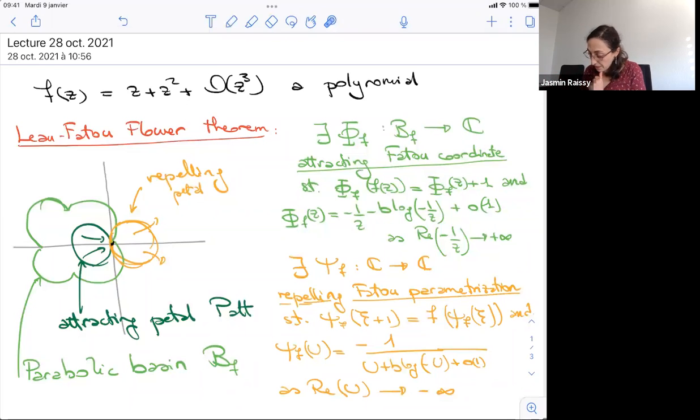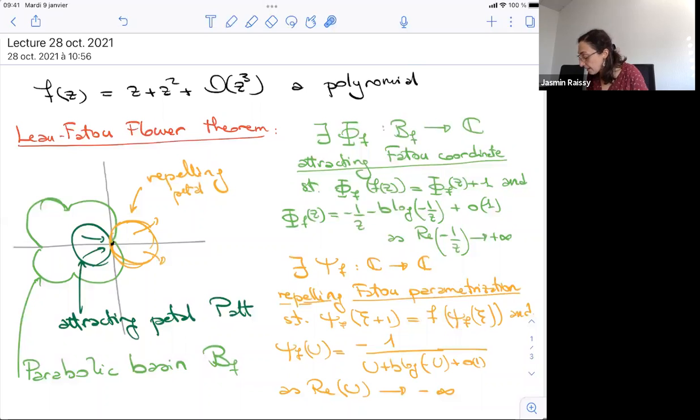And we also have this, so in here we had the repelling Fatou coordinate, meaning the attracting Fatou coordinate for f inverse. And so taking a local inverse, well, I didn't prove anything, but just to give you the statement, you can find a repelling Fatou parameterization, which is defined all over C. This is important. And it's semi-conjugating the translation by one to the action of f.